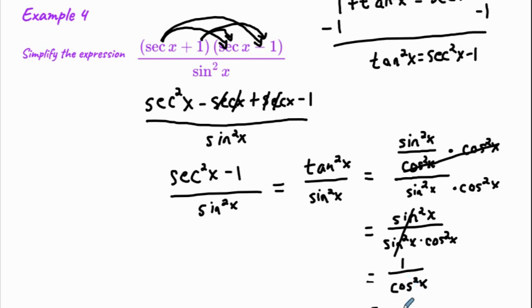1 over cosine squared. 1 over cosine is one of our reciprocal identities, so this would be secant squared x. And we're done.